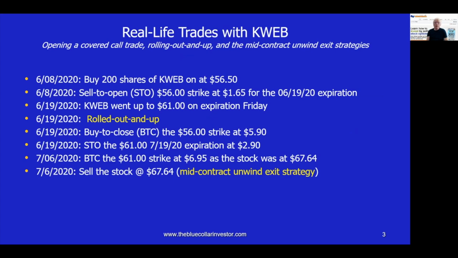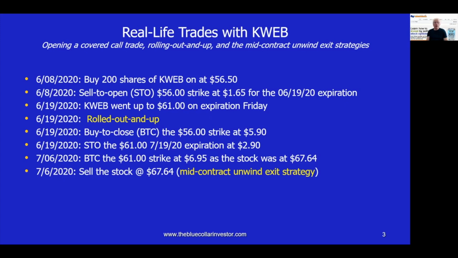Now, on June 8th, KWEB was purchased at $56.50. Immediately after that purchase, the 56 in-the-money call option was sold at $1.65, for the 6/19/20 expiration. So it's really only 11 days out. That was the initial structuring.